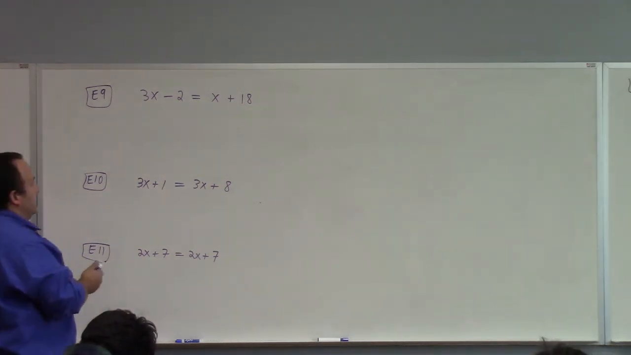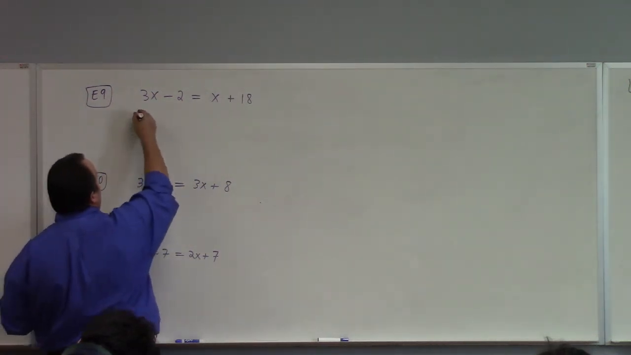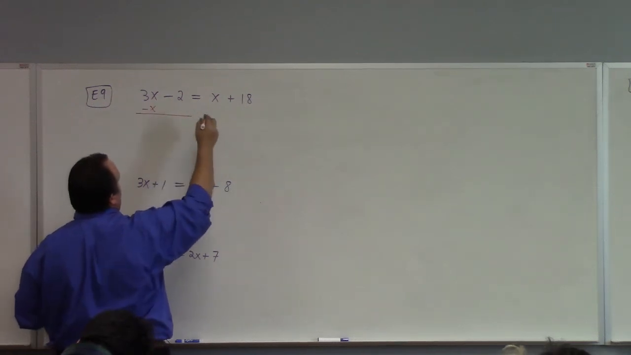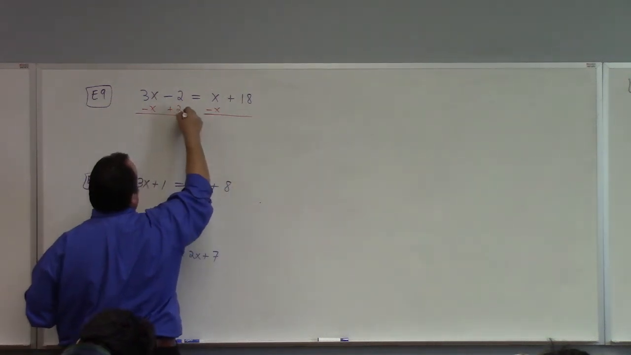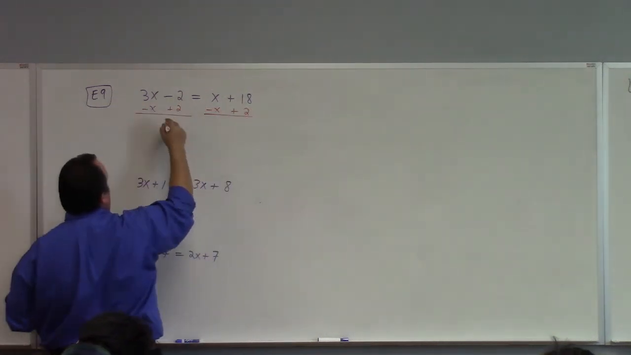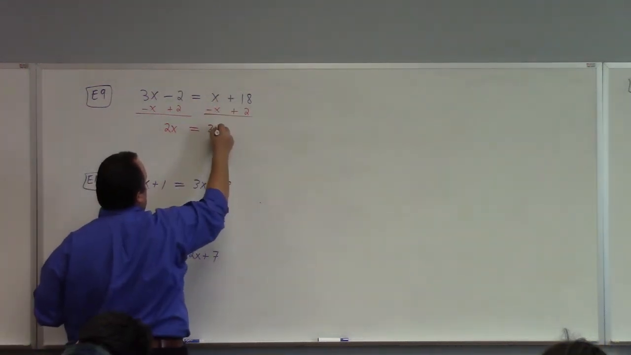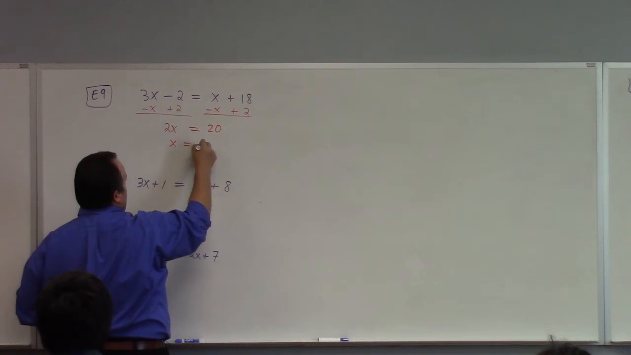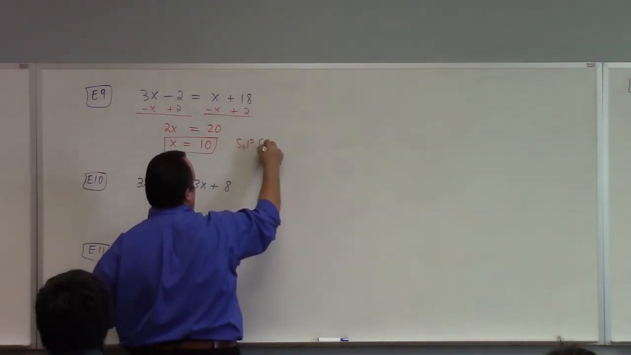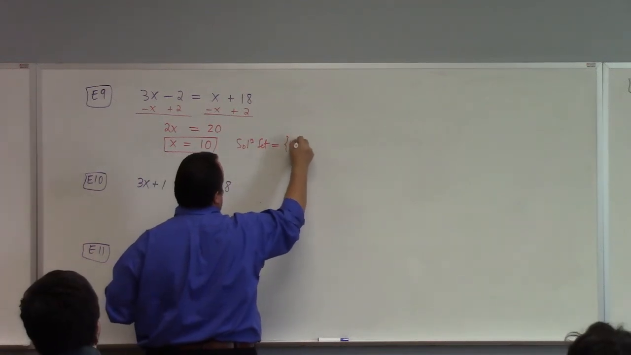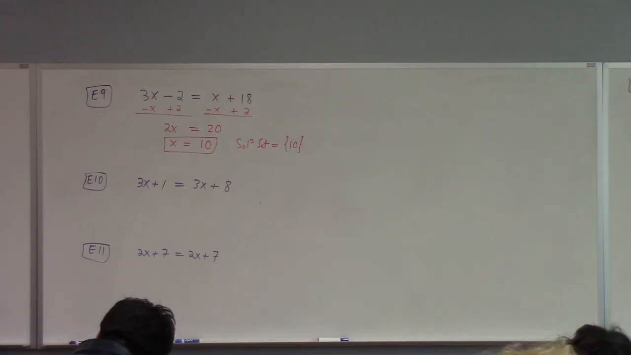So I think what we should do, we could subtract x from both sides, and we could add 2 to both sides. If I do that, that gives me 2x. The x's cancel over here, and we get 20. So x is equal to? 10. Very good. So the solution here is 10. The solution set is the set containing 10. It's a very silly solution set, but there it is.